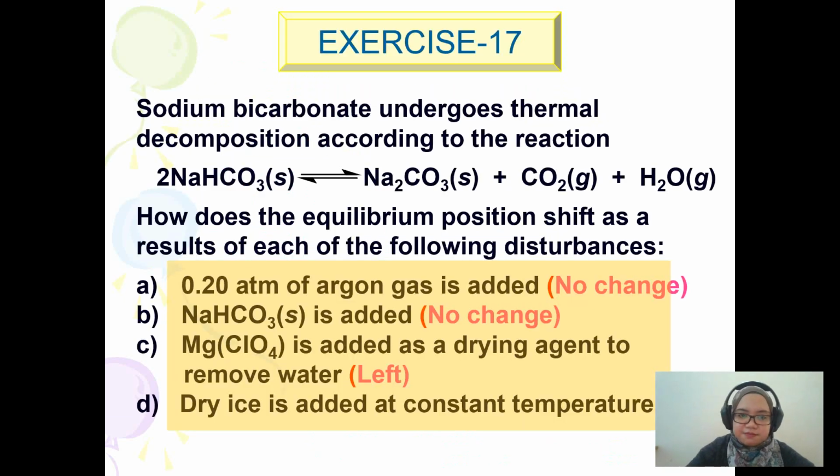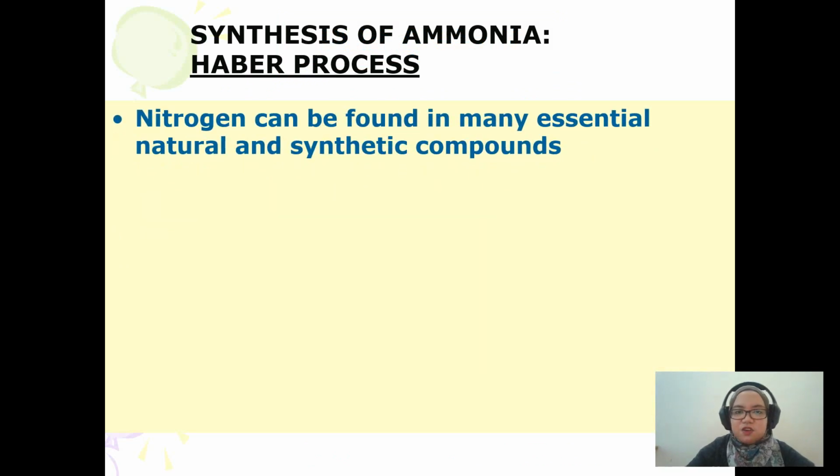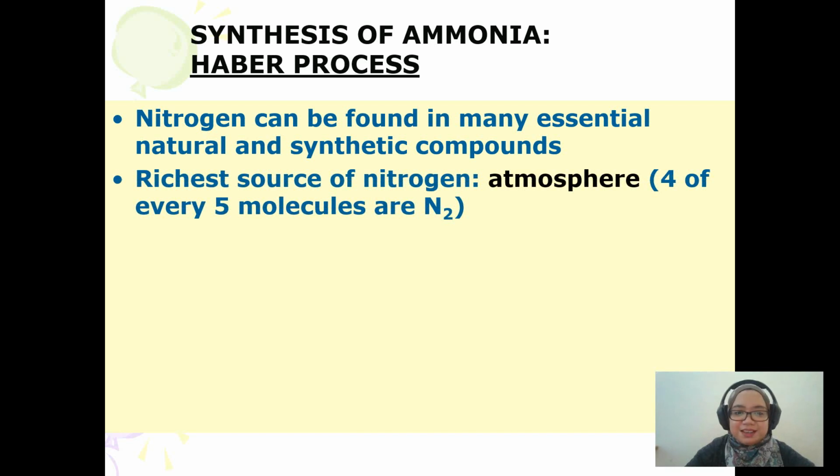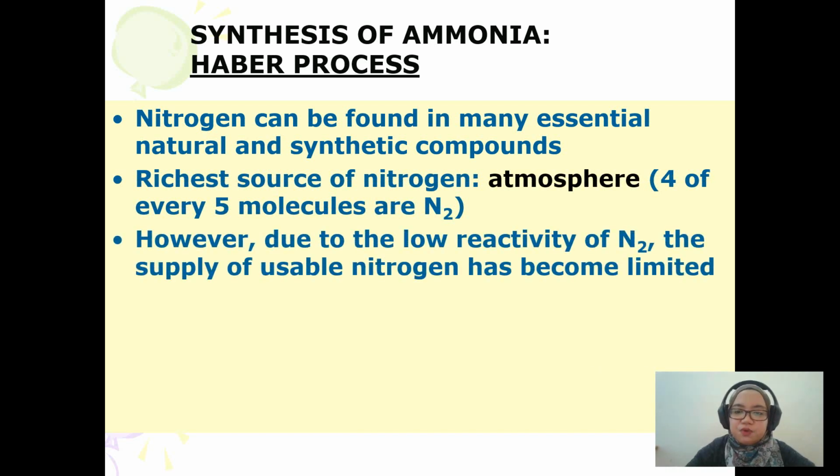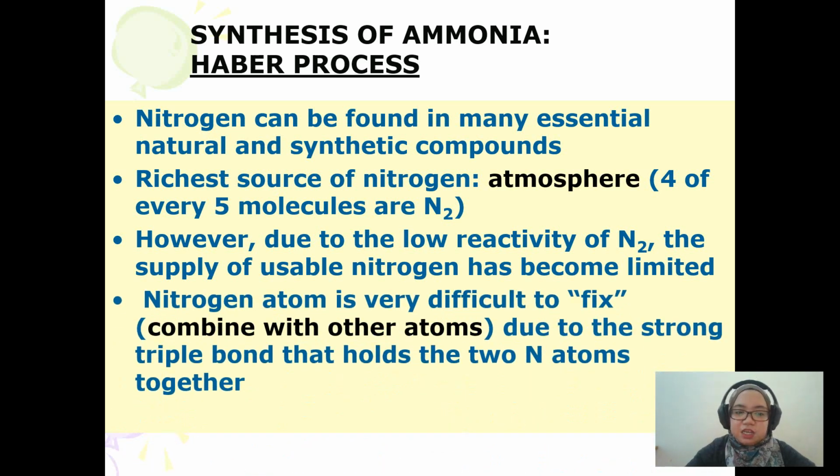Okay? Alright. So, synthesis of ammonia, Haber process. So, ni yang tadi yang formula N2 plus H2 to form ammonia gas. Okay, itulah Haber process. So, nitrogen can be found in many essential natural and synthetic compounds. So, richest source of nitrogen is atmosphere because 4 of every 5 molecules are nitrogen gas. Okay, however, due to the low reactivity of nitrogen gas, the supply of usable nitrogen has become limited. So, nitrogen atom is very difficult to fix combined with other atoms due to the strong triple bond that hold the two nitrogen atoms together.